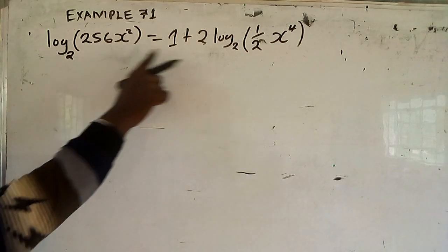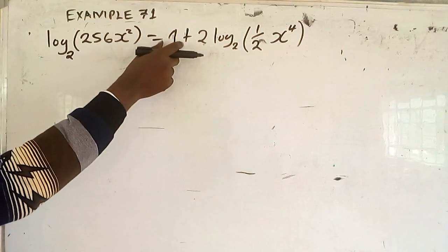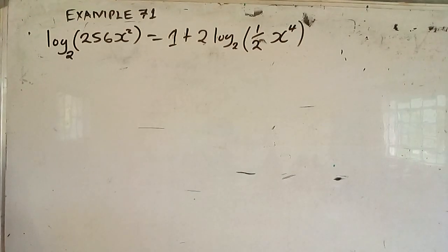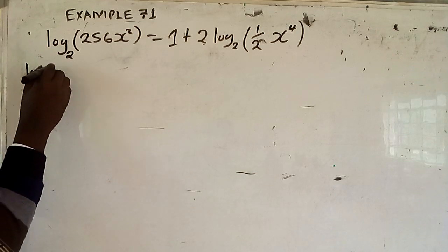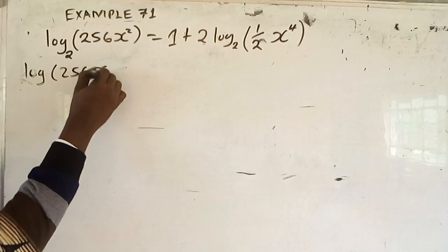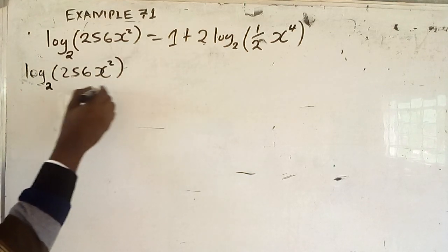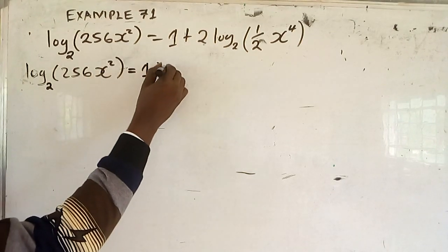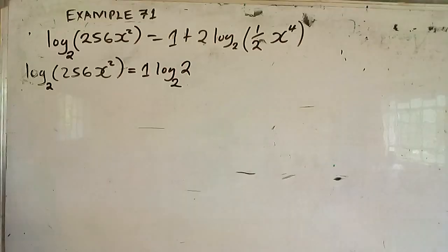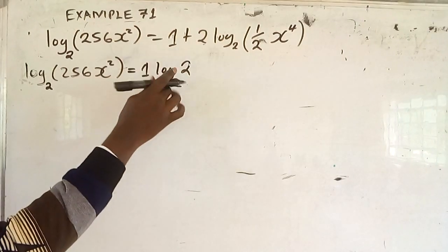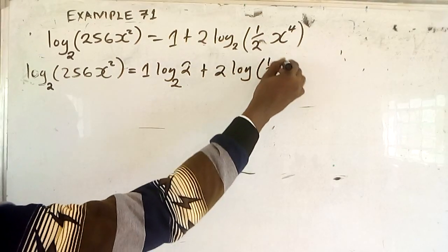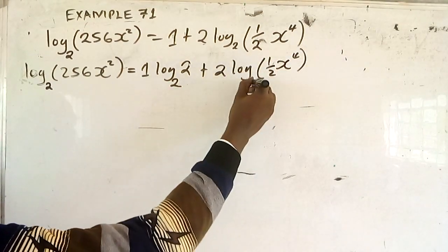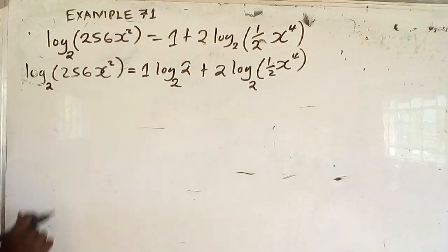So this is base 2, this is base 2, this does not have a base, so you introduce a log to base 2, isn't it? So we have log 256x squared to base 2 is equal to 1. Then you now introduce log 2 to base 2. A log of a number to the same base is 1, isn't it? Then it is plus 2 log half x to power 4 to base 2.